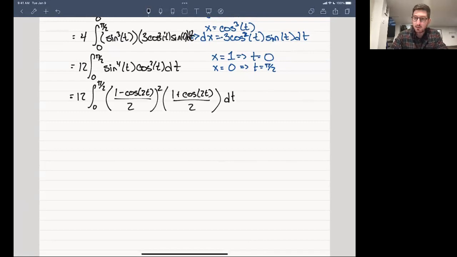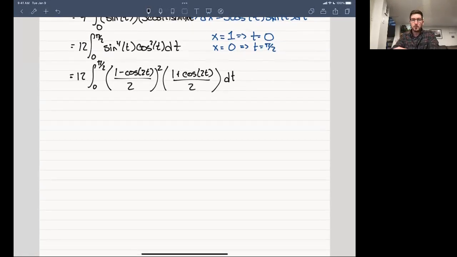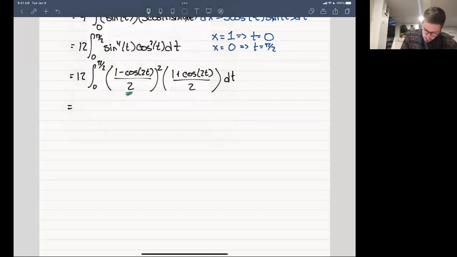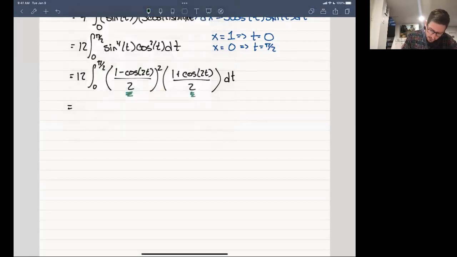So notice that inside of everything, I have 2t now, not just t. All right, let's have a little bit more fun here. Let's clean this up. The 2 in the denominator, let's use green to point it out. The 2 here squares, and there's another 2. So I have division by 8, 12 over 8 here. This is the same as 3 over 2. Integral from 0 to pi over 2.